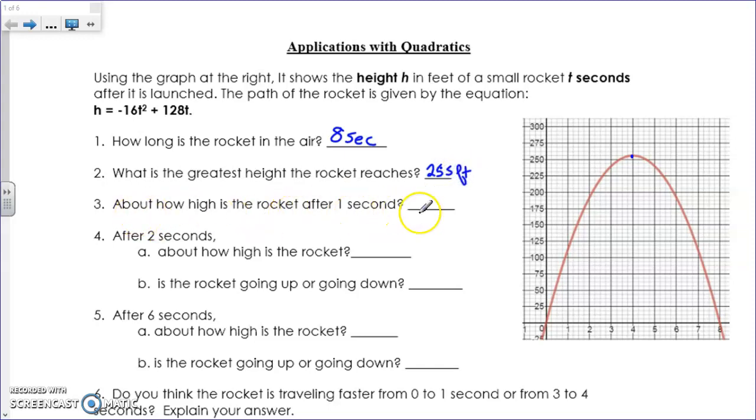About how high is the rocket after 1 second? Bump, bump, bump, bump, right there. So I'm going to put 115. As long as you're close to that, right in that area, you may put like 113. After 2 seconds, how high is the rocket? So we go to 2, and how high? 180 feet right here.